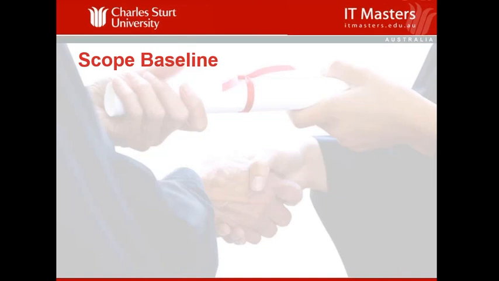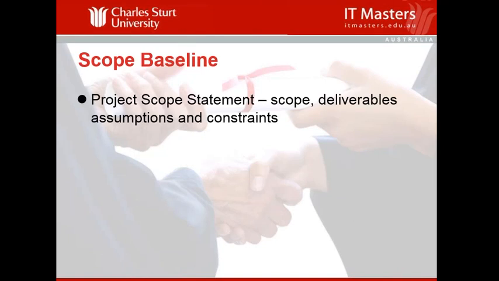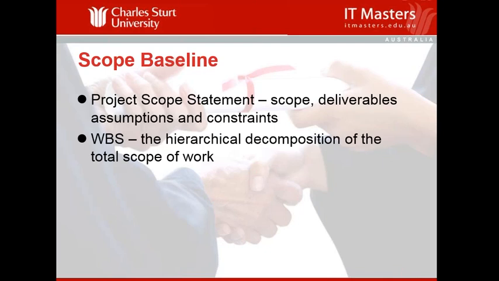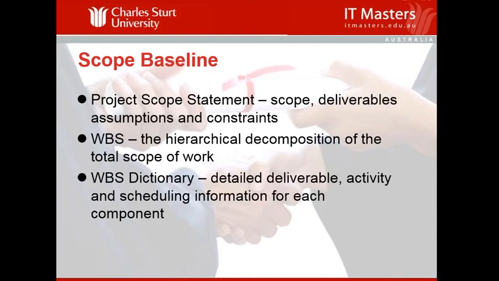Scope baseline. So the scope baseline includes the scope statement, which we have previously brought together. It includes the work breakdown structure, which is the hierarchical decomposition of the scope, and then we've got the work breakdown structure dictionary, and that includes the detailed description of all the various aspects of each work package in the work breakdown structure. Important that you know what the scope baseline is.